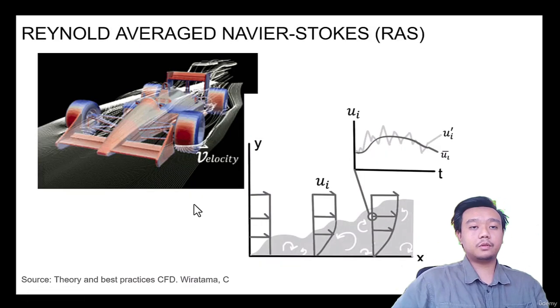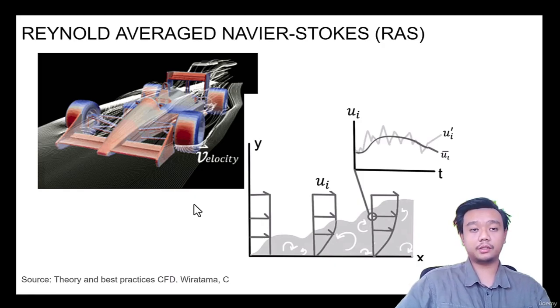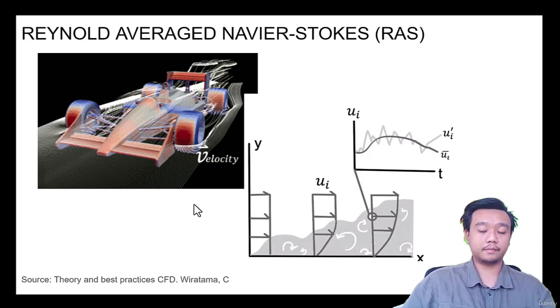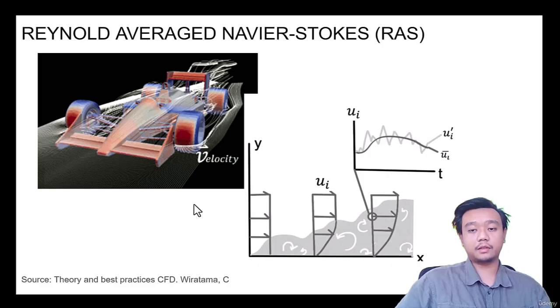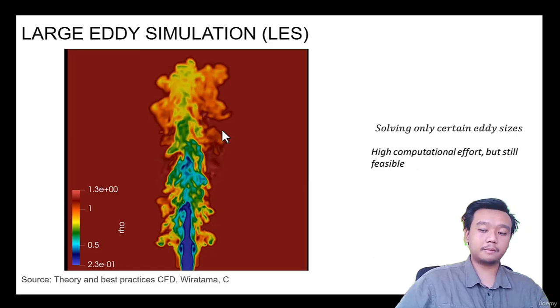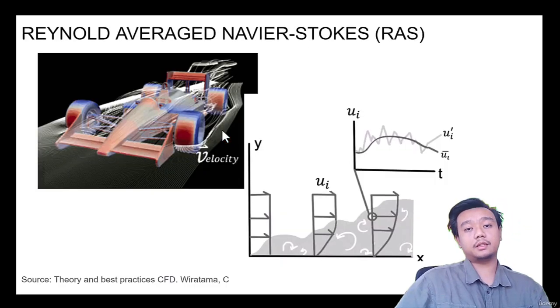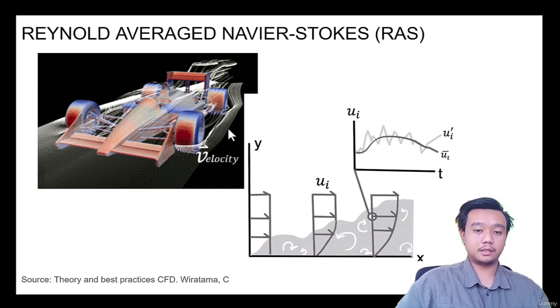Then maybe the most common turbulent model used in the industry is the Reynolds-averaged Navier-Stokes. So the basic idea is to just make the average values of the parameters like velocity, pressure, and maybe temperature, etc. So instead of solving the eddies, it is basically averaging the whole flow. The whole eddies become average velocity like this.